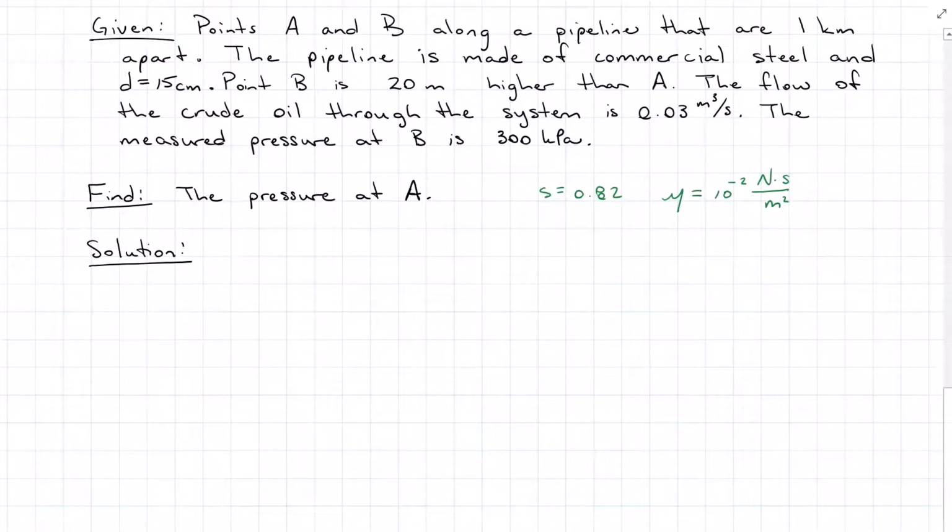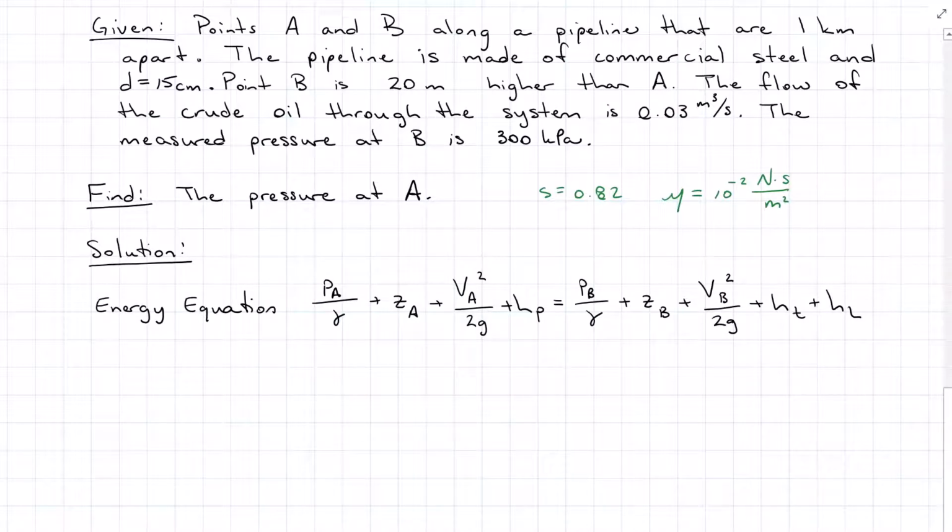So we've got a pipeline that's made out of commercial steel, has a diameter of 15 centimeters, and has 2 points that are a kilometer apart, A and B. Point B is 20 meters higher in elevation than point A, and the flow of the oil through the system is 0.03 meters cubed per second. We have a measured pressure at B of 300 kilopascals, and we want to find the pressure at A. Sounds to me like this is an energy equation.